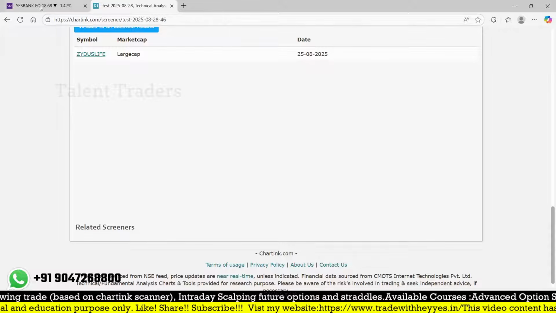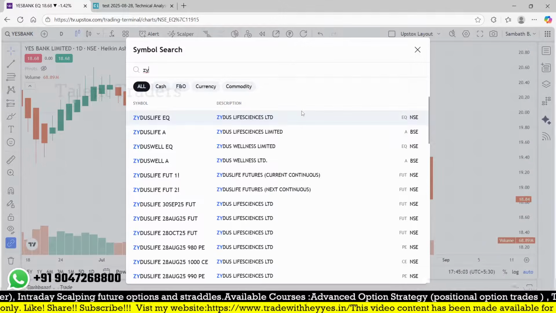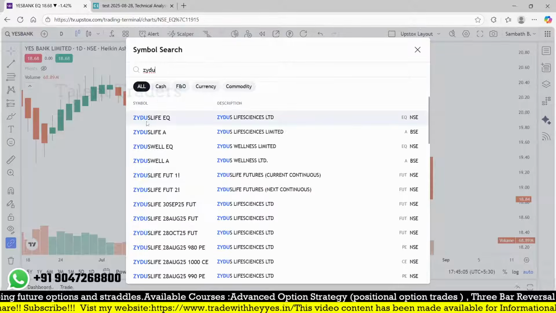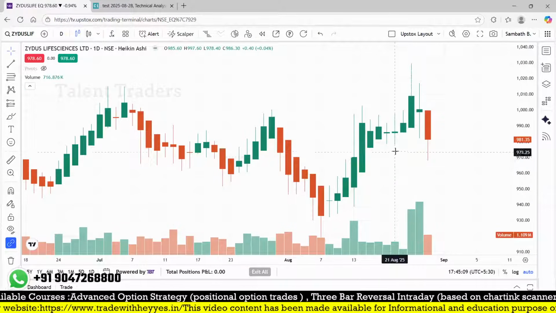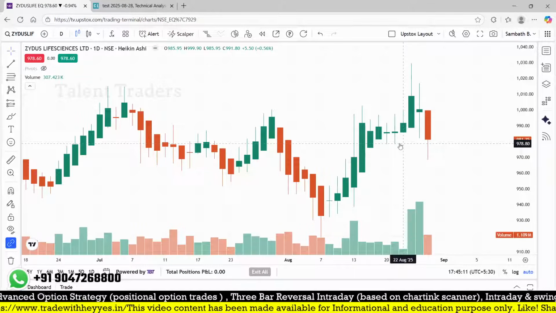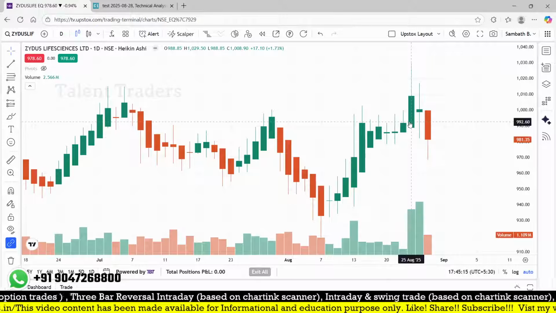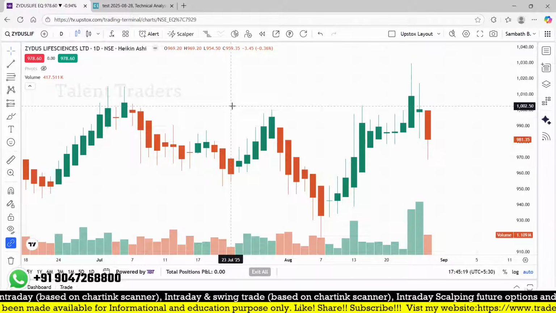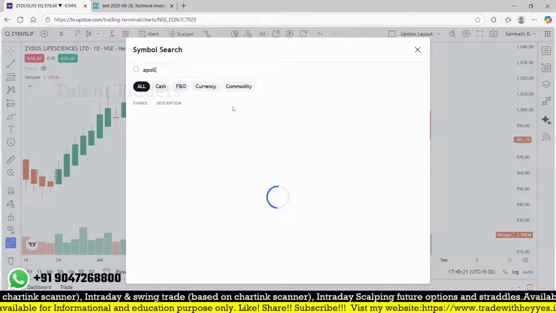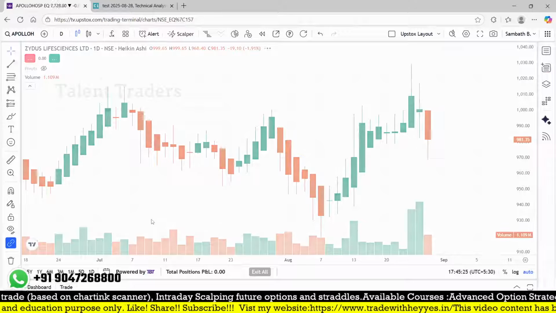So 25th August, Zydus Life, 25.8. So let me check. So this is the 25th. Previously a doji, then a green bar without a lower wick, and the second one also a green bar without a lower wick. So what date are we seeing? Apollo Hospital. That one we have taken as a reference.